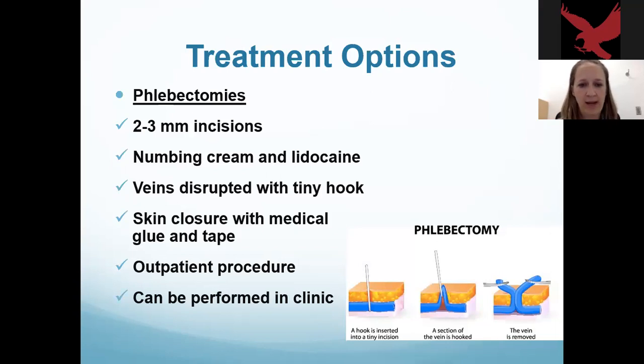We numb the leg, hook the vein below the skin with a little tiny vein hook and disrupt it. And sometimes I will tie the separated ends of the vein with a tiny little suture. But oftentimes, if you just disrupt flow through the veins, they will shrivel up and disappear. And that's our goal. Next slide.